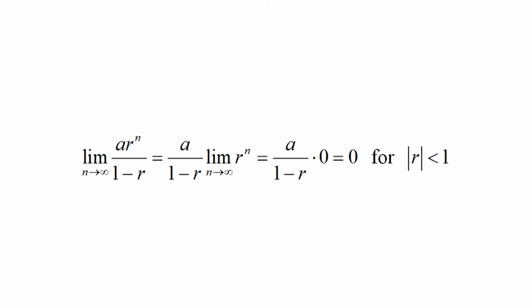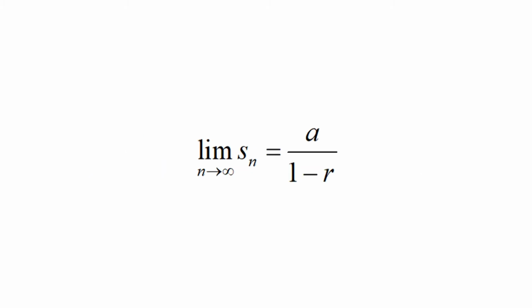Hence, limit of a r^n upon 1 minus r as n approaches infinity equals a upon 1 minus r into limit of r^n as n approaches infinity, which is equal to a upon 1 minus r into 0, which is equal to 0 for absolute value of r less than 1. Hence, from 1 we obtain limit of Sn as n approaches infinity equal to a upon 1 minus r.